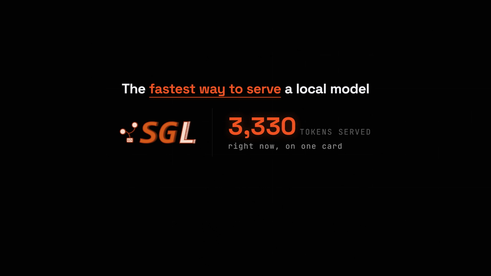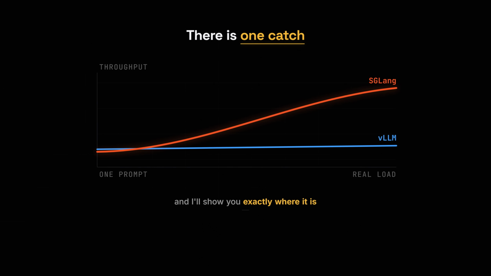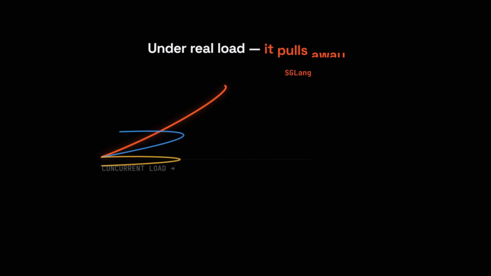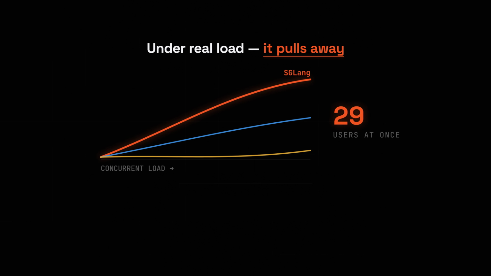SGLang is the fastest way to serve a local model right now. There's one catch, and I'll show it to you. On a single prompt, it barely wins. Under real load, it pulls away and doesn't look back.